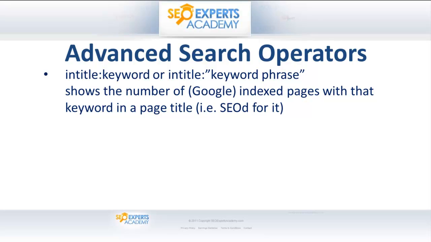So if you use the in-title search with in-title keyword or in-title, keyword phrase in inverted commas, it's going to show the approximate number of indexed pages in Google with that keyword in the page title. So obviously they have kind of SEO'd it for that. Now, the reason that I have a problem with this is I know a lot of guys talk about, it's got 40,000 competing sites or 150,000 competing sites, which is easy to beat, or 2 million competing sites or pages.